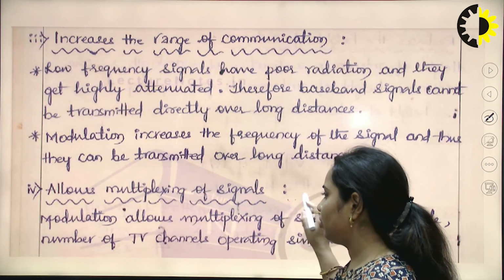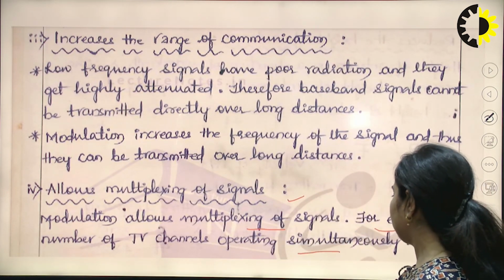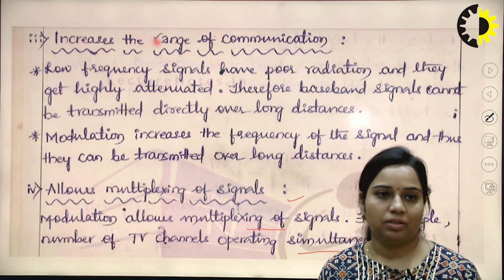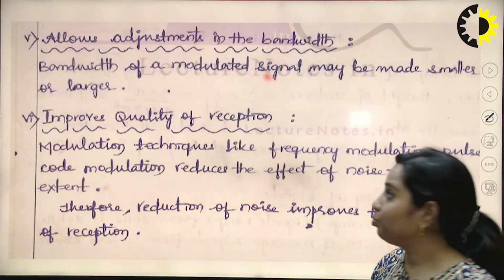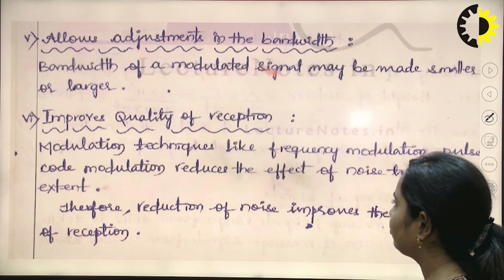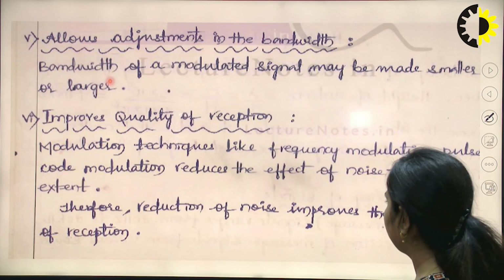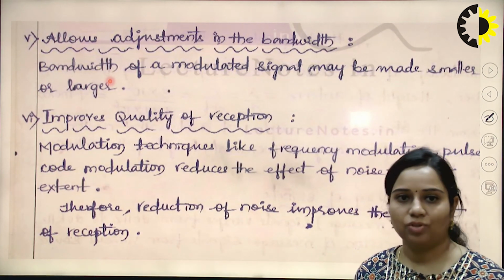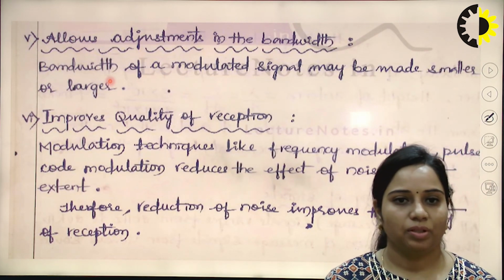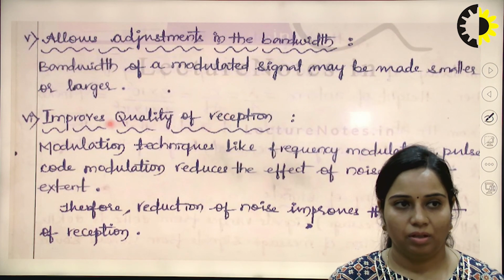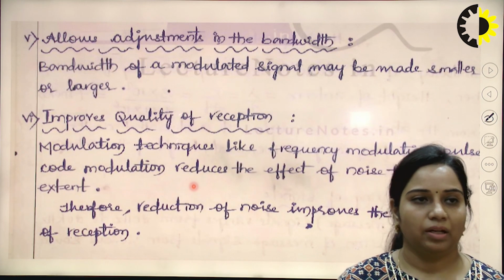It allows multiplexing of signals, for example, a number of TV channels operating simultaneously. So multiplexing is another application. Next, it allows adjustment in the bandwidth. It improves the quality of reception. Modulation techniques like frequency modulation and pulse code modulation reduce the effect of noise to a great extent. In case of digital modulation, since the digital signal is less affected by noise, noise will affect the signal less.